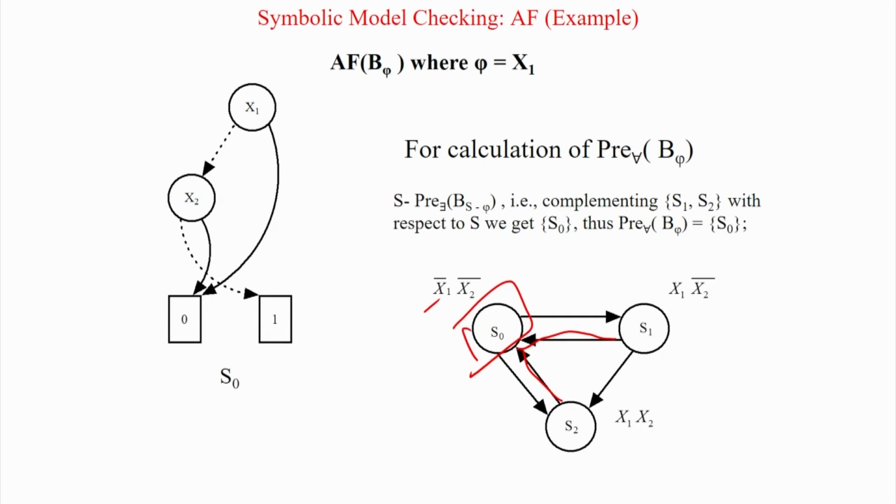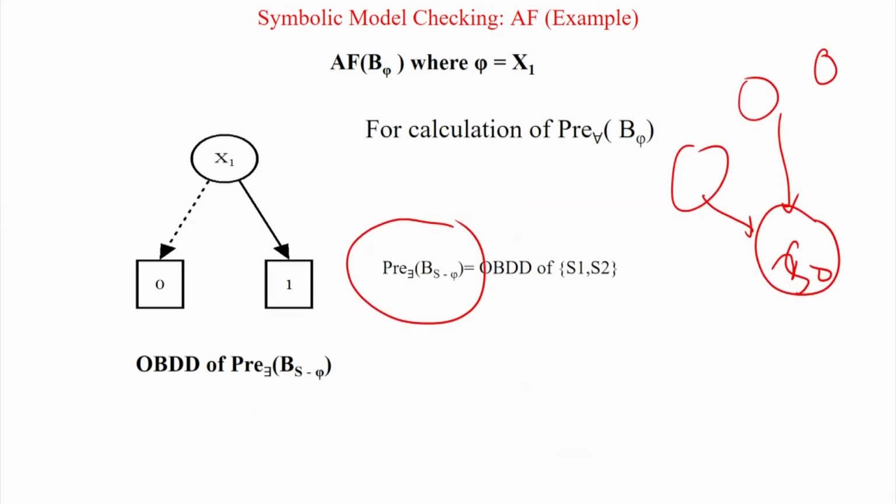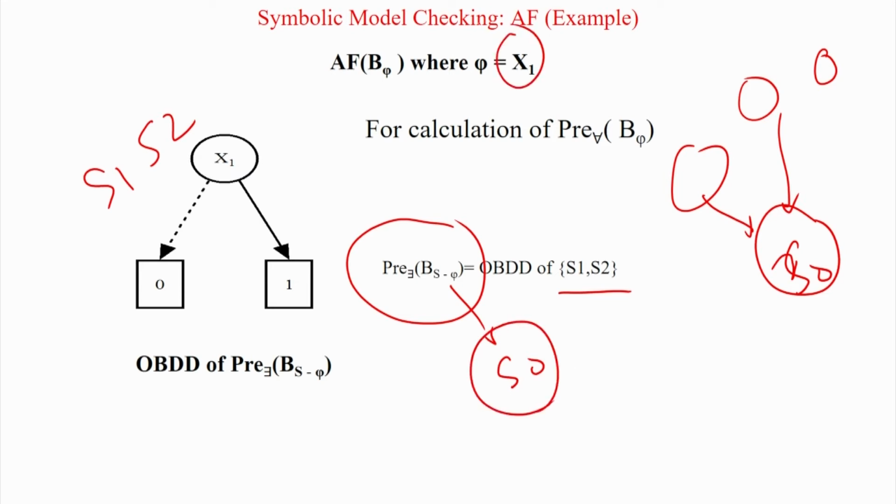So, what does it mean? Basically, if you compute there exists a path, this one is basically not S0. Pre of S0 means there will be two states, S1 and S2. What that indirectly means is that this is the BDD for S1 and S2, because S1 and S2 are the two states from which there is at least one transition which leads to S0, the case where your formula phi is equal to false.